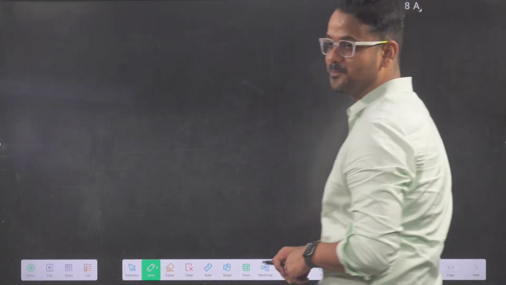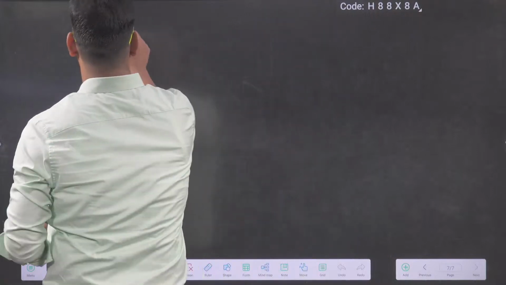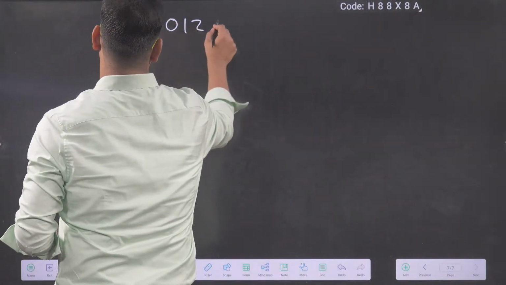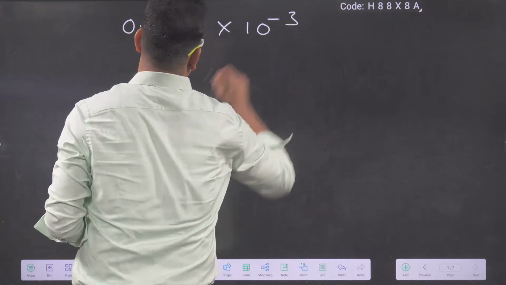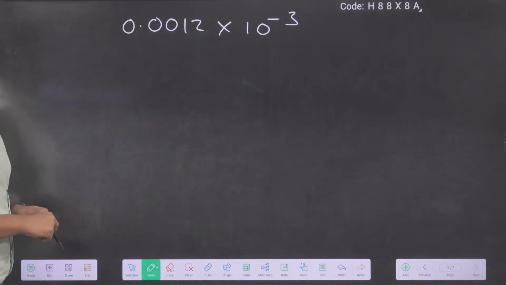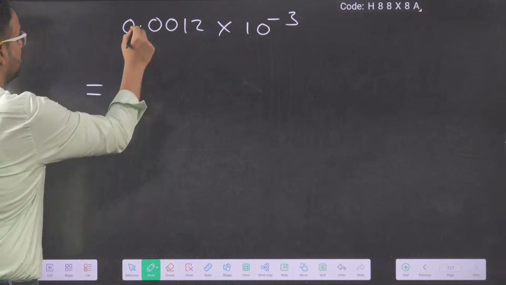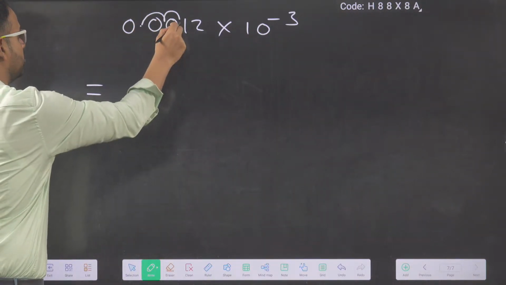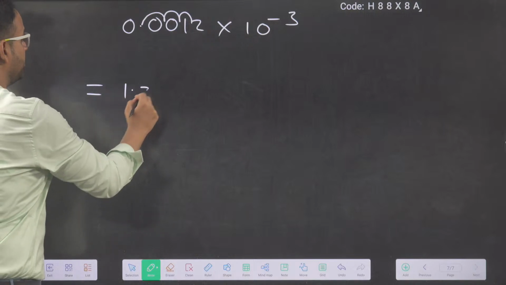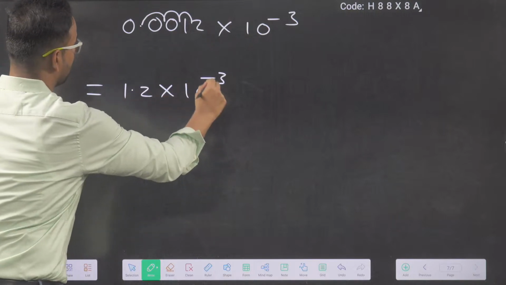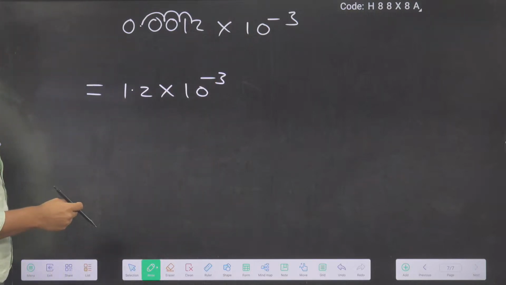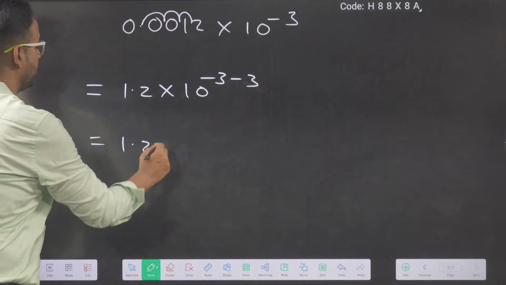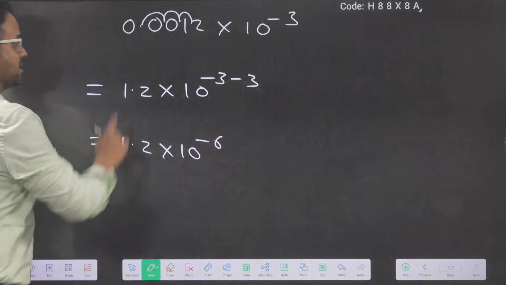Suppose I ask you 0.0012 into 10 to the power minus 3. Express this in scientific notation. Again, this number should be between 1 and 10. So 1.2 into 10 to the power minus 3 is already there, and minus 3. So this becomes 1.2 into 10 to the power minus 6.